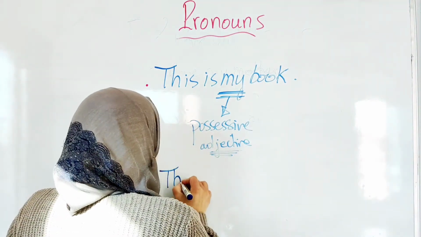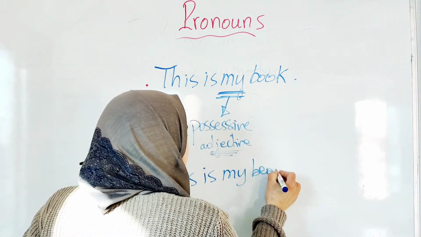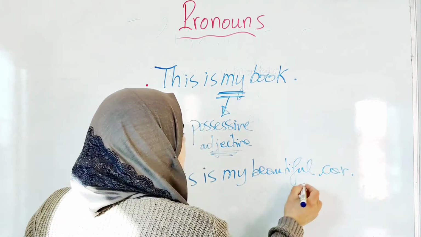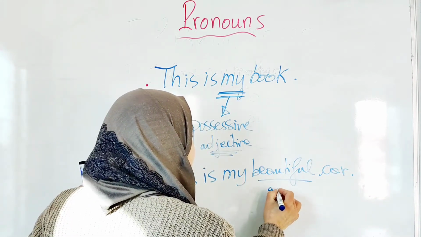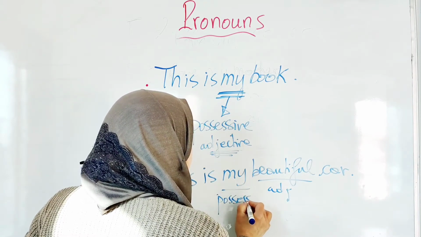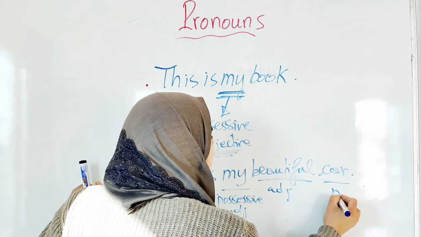Okay, this is my beautiful car. Beautiful is an adjective. My is a pronoun, possessive adjective. Beautiful is an adjective. And this is a noun.